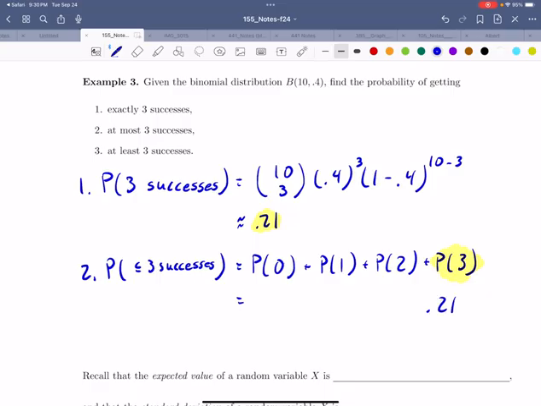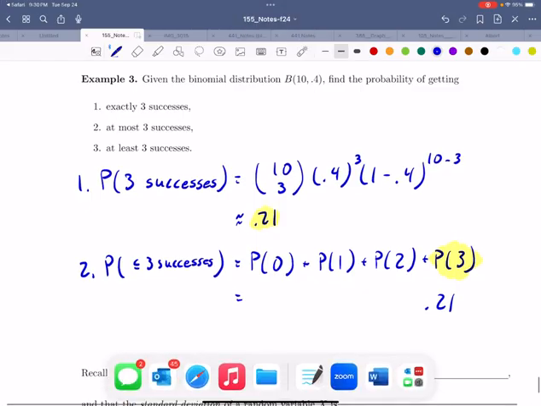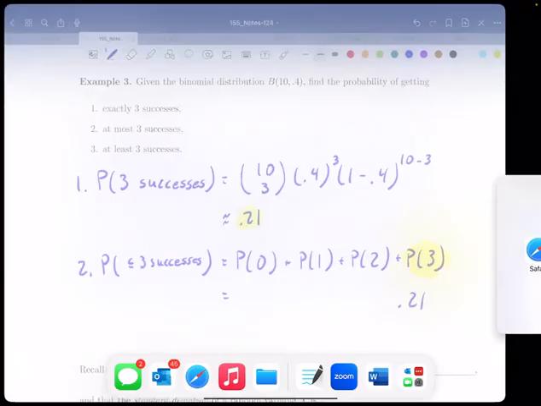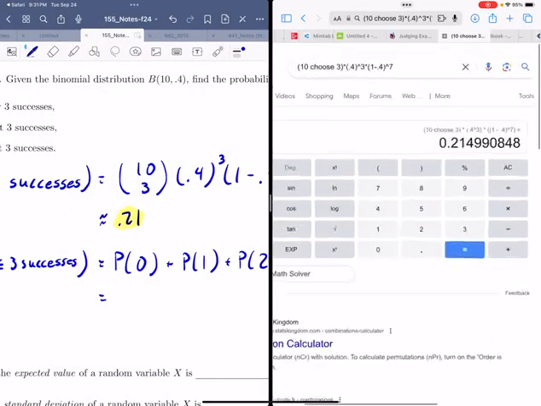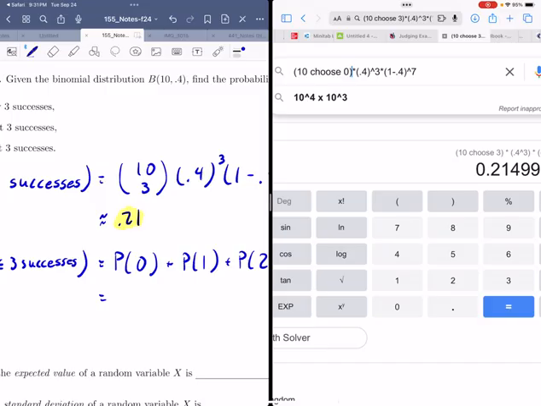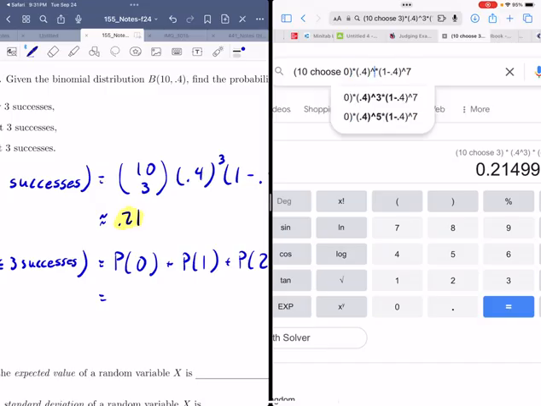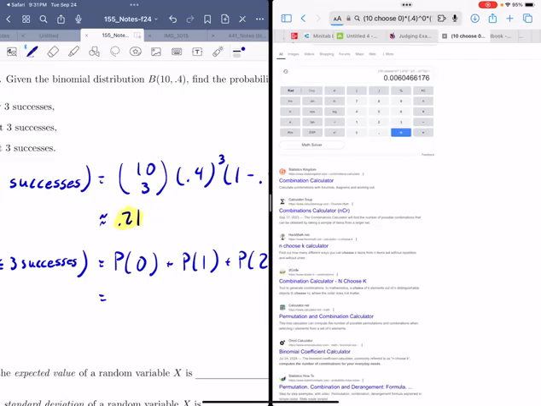So let's see what we wind up getting. Okay, so the probability of 0 successes, let's get the calculator back in here. Instead of 10 choose 3, we're just going to change our numbers, right? We're going to have 10 choose 0, which I'll tell you is just 1, times 0.4 to the 0, times 1 minus 0.4 to the 10. And that gives us 0.006, rounded to 0.01.